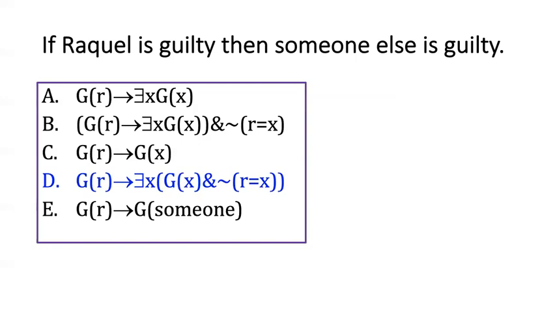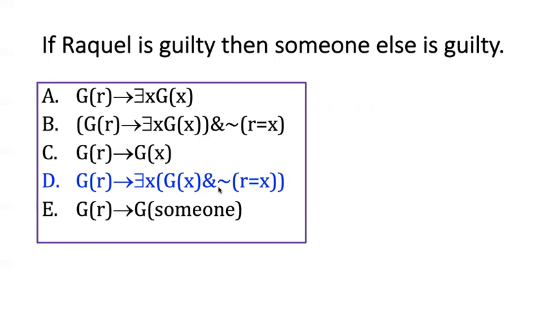What's wrong with all of the other ones, you might be wondering? Well, this one says, if Raquel is guilty, then someone is guilty. But remember the word else here. We need the person who's guilty over here to not be the same as Raquel. And that's what D says. D says, if Raquel is guilty, then there exists someone who's guilty and who's not the same as Raquel, which is really exactly what that English means.